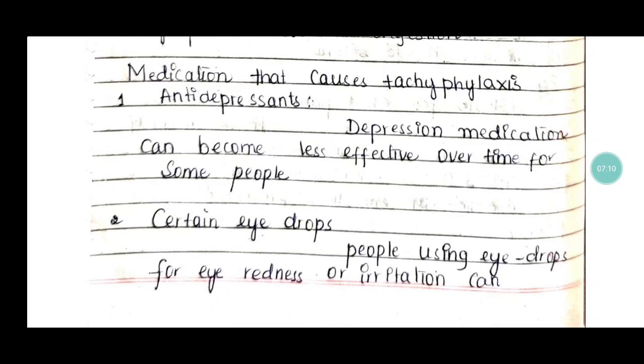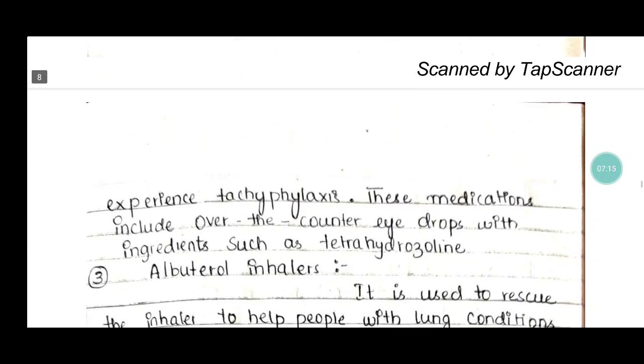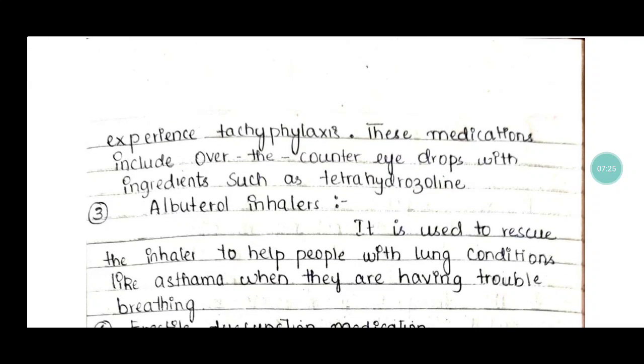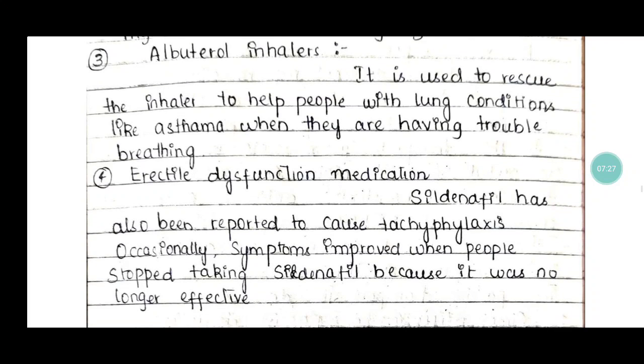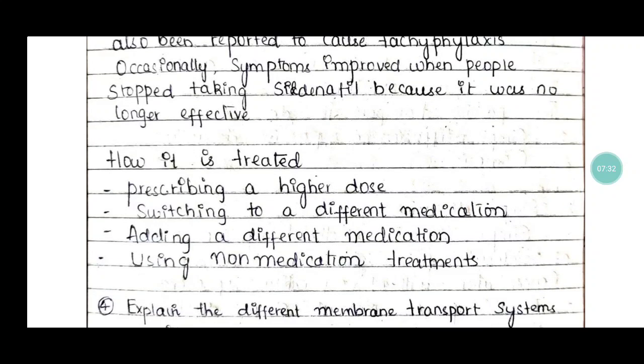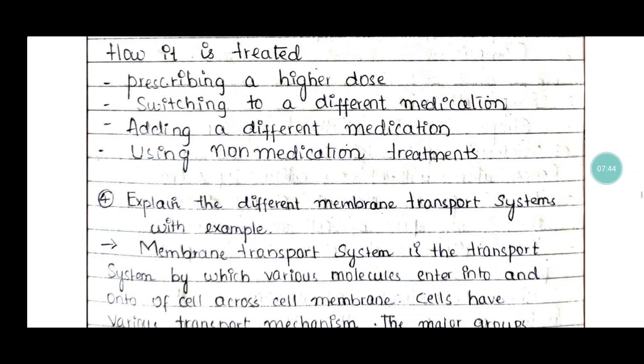And certain eye drops: people using eye drops for eye redness or irritation can experience tachyphylaxis. This includes over-the-counter eye drops with ingredients such as tetrahydrozoline. Number three, albuterol inhalers. And number four, erectile dysfunction medication. And how is tachyphylaxis treated? By prescribing a higher dose, switching to a different medication, adding a different medication, and using non-medication treatments.